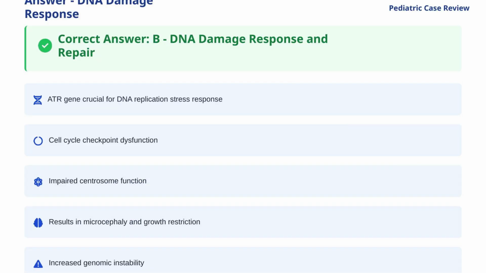The ATR gene and other genes implicated in Seckel syndrome are crucial for DNA damage response and repair. ATR protein detects DNA replication stress and activates cell cycle checkpoints. Mutations cause checkpoint dysfunction, impaired centrosome formation, and defective DNA repair. This particularly affects rapidly dividing cells during fetal development, resulting in microcephaly and severe growth restriction from conception.